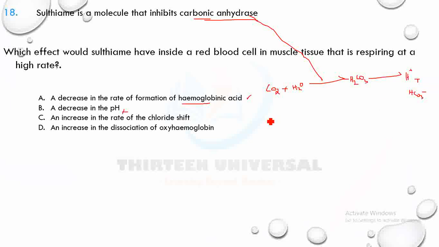So this less will also decrease the rate of chloride shift. It will decrease it, okay? Yes, because we have less of this moving out. Now, an increase in dissociation of oxyhemoglobin: oxyhemoglobin will not dissociate faster because you have less proton available. Okay? So it will not dissociate faster.